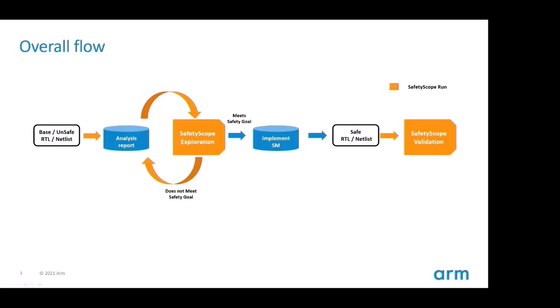So you have this orange ledger on the top. I assume that everything in this flow which is orange has to do with a Citivscope run? That's correct. Okay, so you do the Citivscope run and the analysis report, exploration, choose the safety mechanism, and then compare it. Okay, that's good.